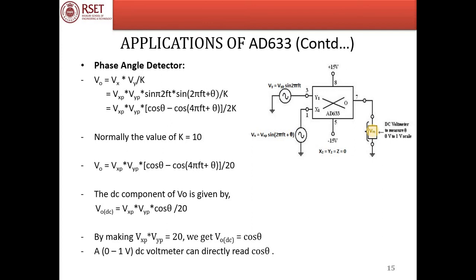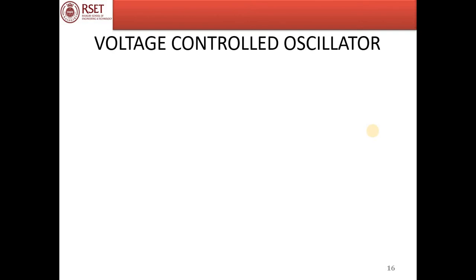So that's all about analog multipliers. We learned what is a multiplier. We learned the different techniques to implement a multiplier. Then we learned about a multiplier IC. Also we learned about multiplier characteristics. Now we'll go to the next part, which is voltage controlled oscillator or VCO.